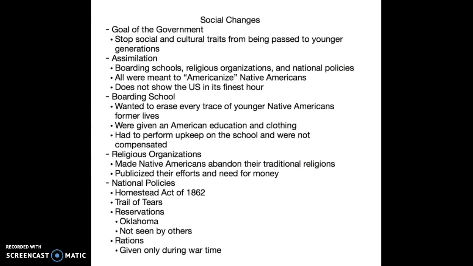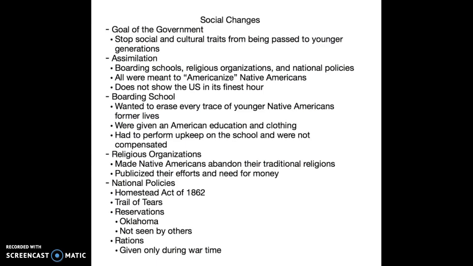They wanted to, as you would say, nip it in the bud and start Americanizing Native Americans. And how they do this is through assimilation, which was done through three main sources: boarding schools, religious organizations, and national policies. And all, as it says, all were meant to Americanize Native Americans. And these actions do not paint the best picture for the U.S. government and do not show it in the best of light.